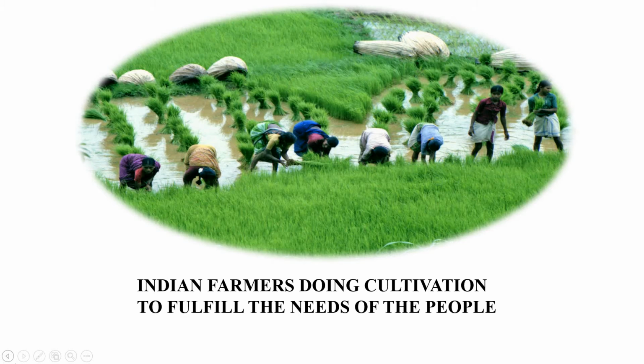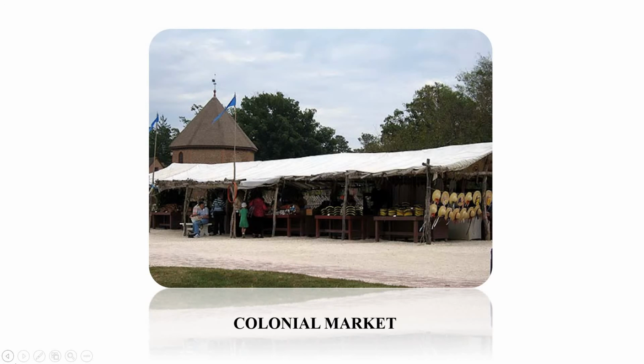Earlier, the village production was meant to fulfill the needs of the people of the village, but the British now started producing for the needs of the market. The objective of this production was to sell the goods in the market. Under this system, the peasants started growing some specialized crops. This system was known as Commercialization of Agriculture.